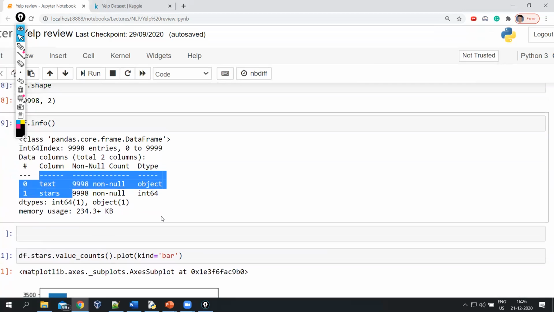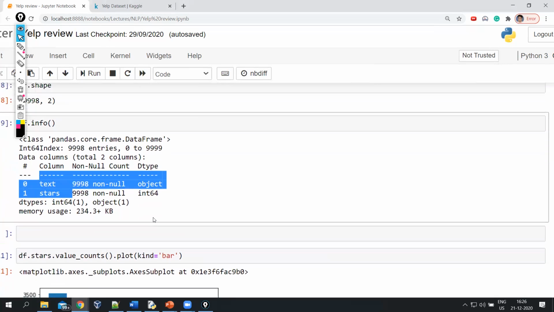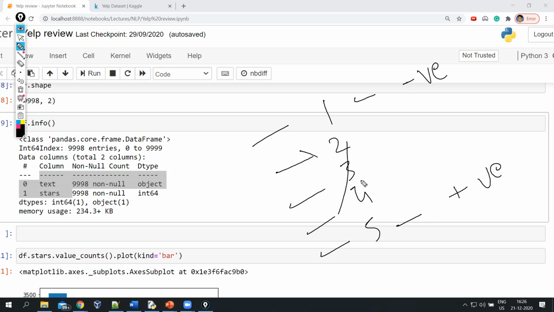After that, I will plot how many reviews there are for each star, 1, 2, 3, 4 and 5. Each one of these is my class. In this exercise, for class 1 I am saying it is a negative review, and for class 5 I am saying it is a positive review. All other stars I am going to drop, to make it very simple to understand how the bag of words model works.